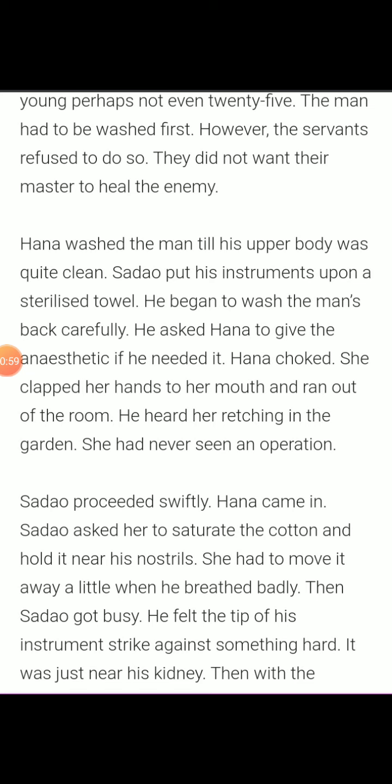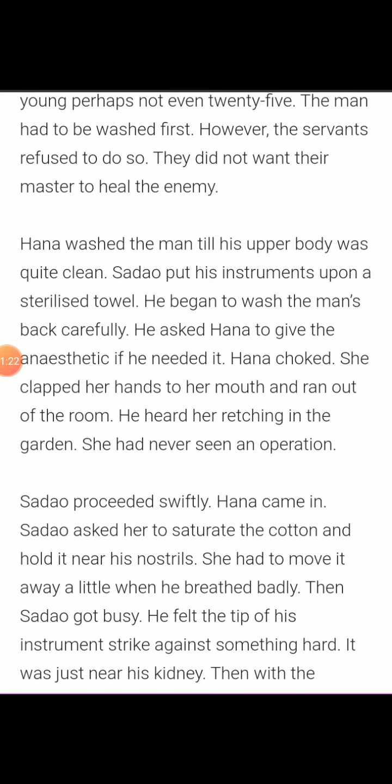He asked Hana to give the anesthetic if he needed it. Hana choked. She clapped her hands to her mouth and ran out of the room. He heard her retching in the garden. She had never ever seen an operation. Sadao proceeded swiftly. Hana came in.